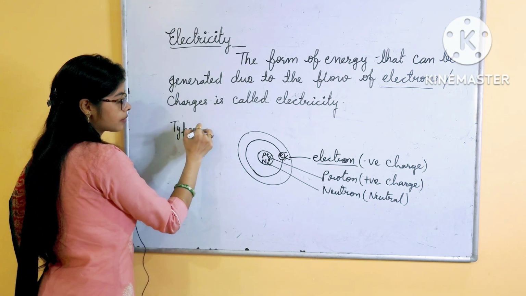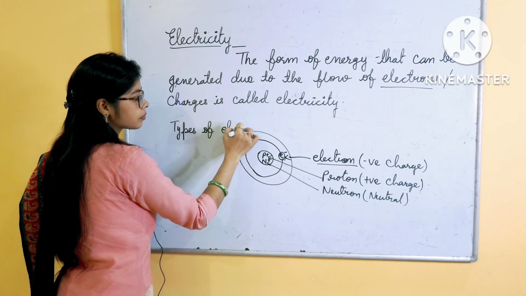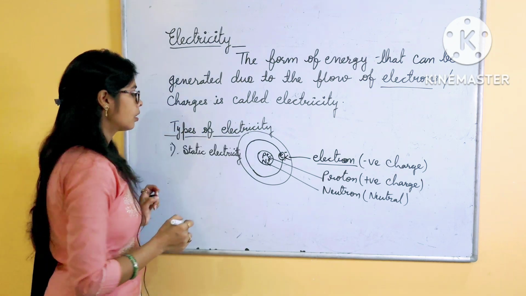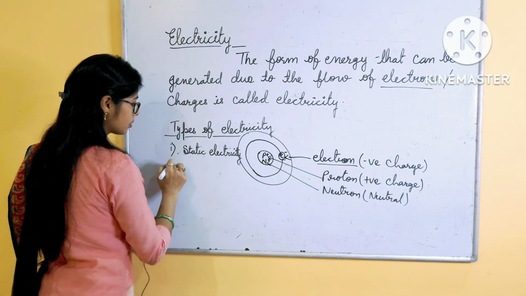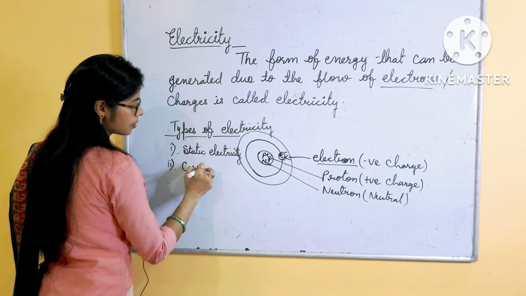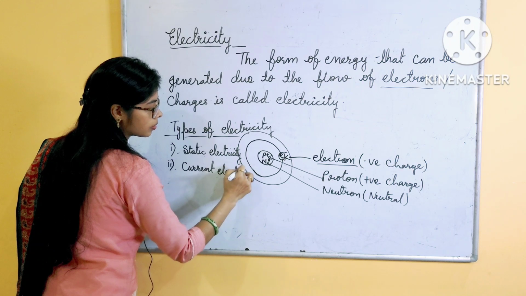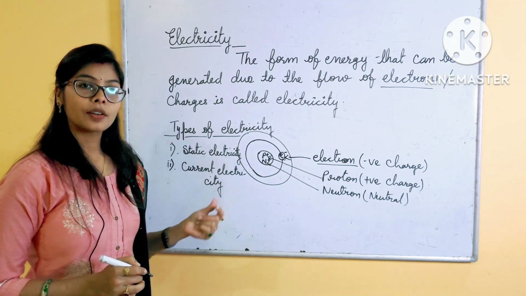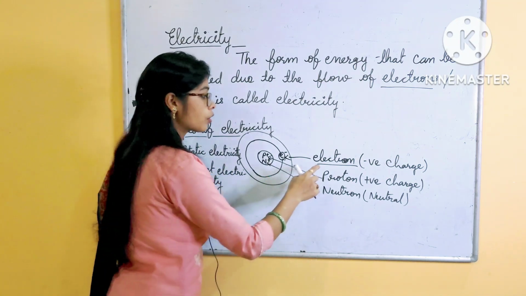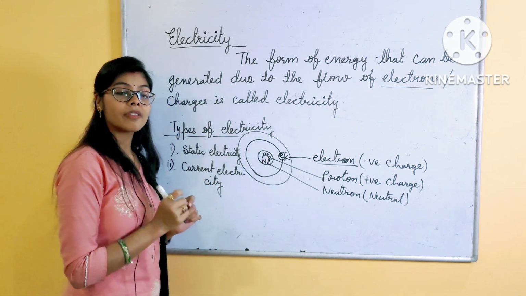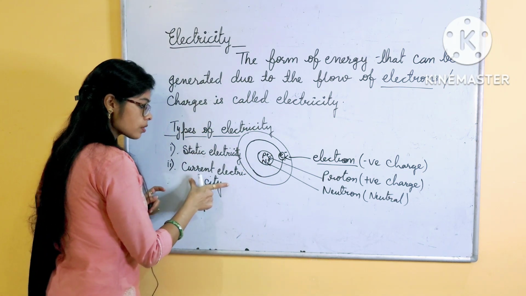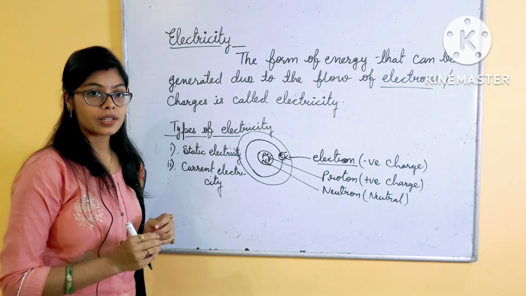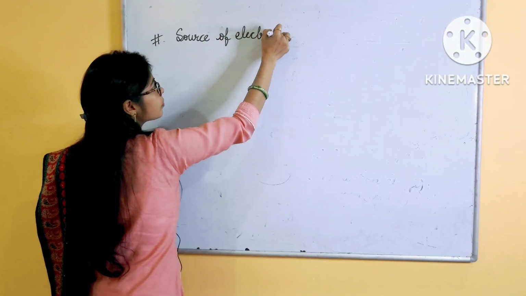Electricity has two types. First is static electricity, and the second is current electricity. Static electricity gets produced due to the imbalance of electrons and protons, meaning positive and negative charge. Basically, we have to study current electricity, which gets generated due to the flow of electrons or charges from one to another.